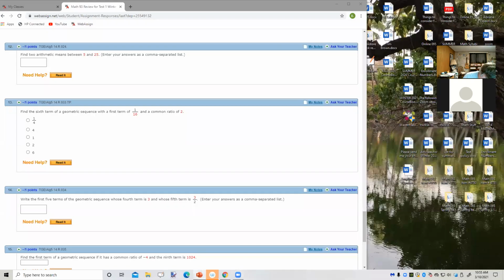This number 12 says, find two arithmetic means between 5 and 25. Okay, so that means a sub 1 is 5. I have two arithmetic means, so that means I'm going to find a sub 2 and a sub 3. And a sub 4 is 25.